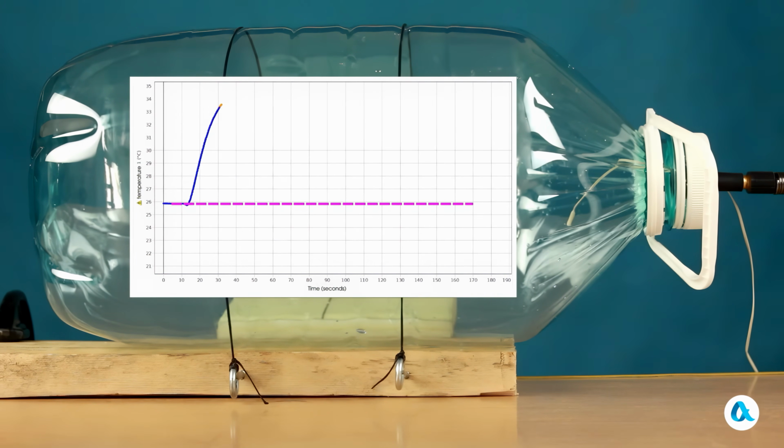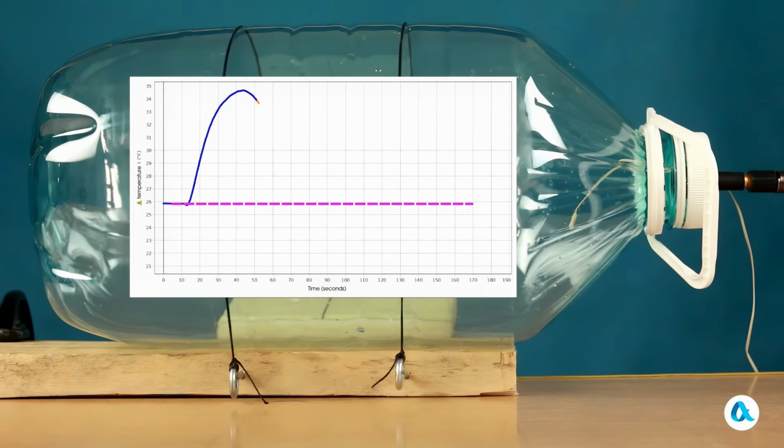This demonstrates a clear and rapid thermal change. 34 degrees. You can hear that the pump is already having a hard time working. It's time to stop it. So due to compression, the air heated up by 8 degrees, and now it's giving off heat through the walls of the bottle to the surrounding environment. And we'll wait until the air inside the bottle cools down almost to room temperature.